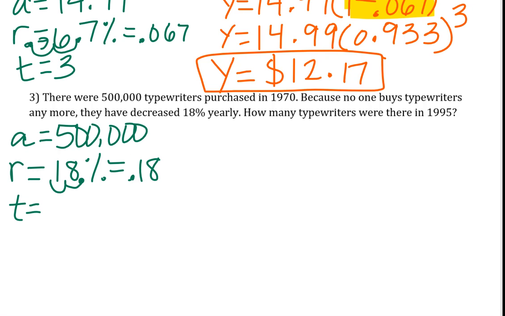And then the number of times. So it says it's decreasing yearly, and we're starting at 1970 and ending at 1995. So because it's decreasing yearly, it's happening once a year. So now we have to just find out how many years. So in order to do this, I'm just going to subtract those two. So 1995 minus 1970 will give me 25.